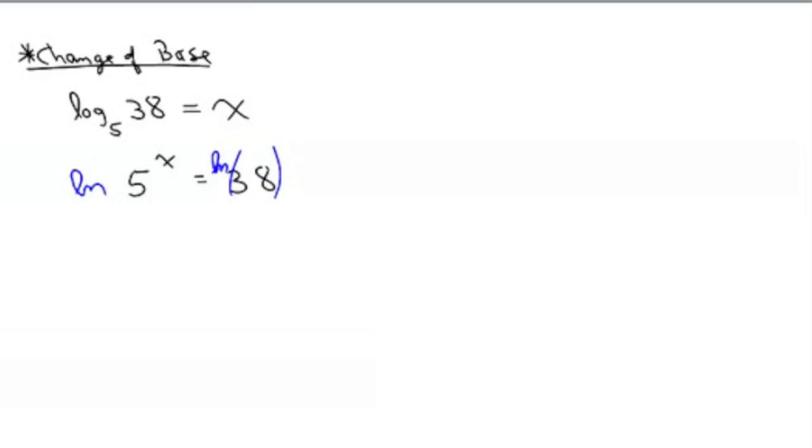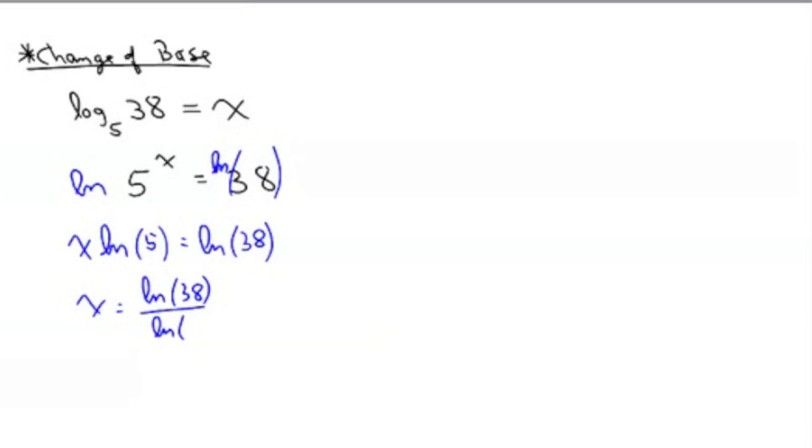What happens to the x now? It comes out front, so you get x ln of 5 is equal to ln of 38. Can you solve for x? Yes. You get x equals ln of 38 divided by ln of 5. And you type it in your calculator and you get your answer, which should be 2 point whatever.